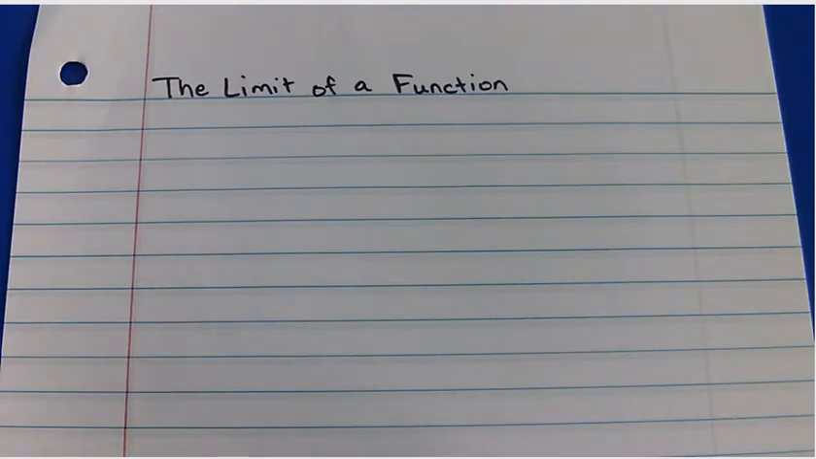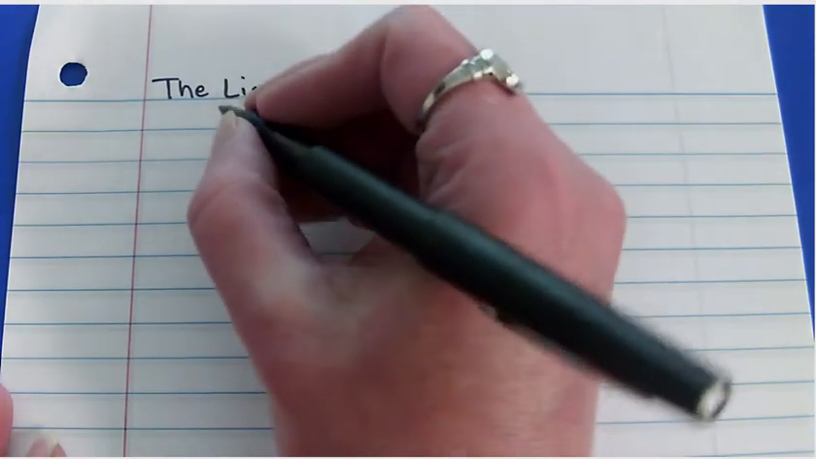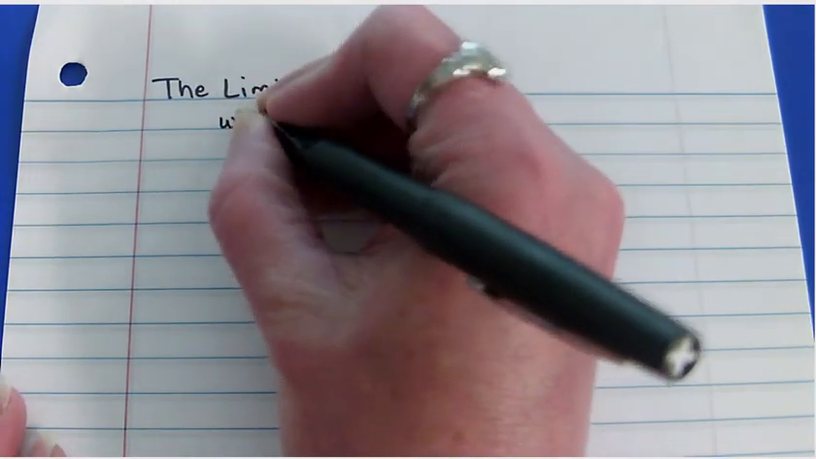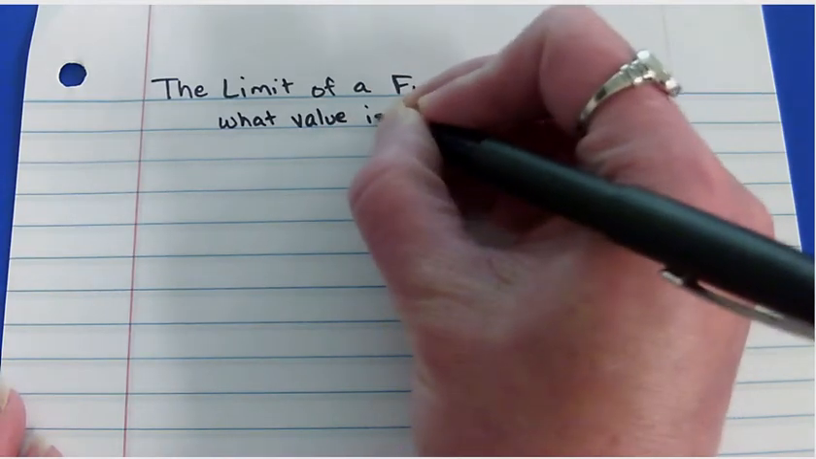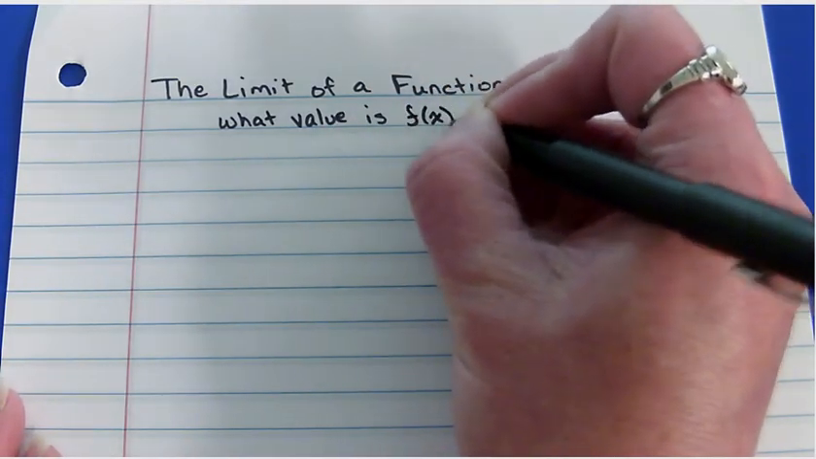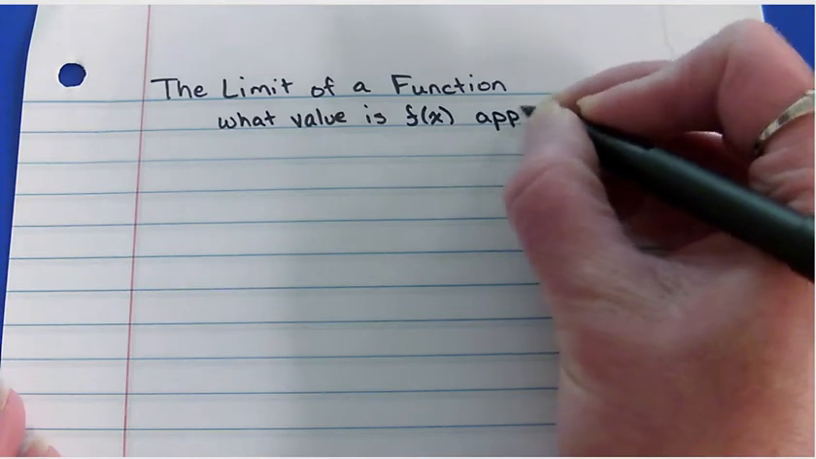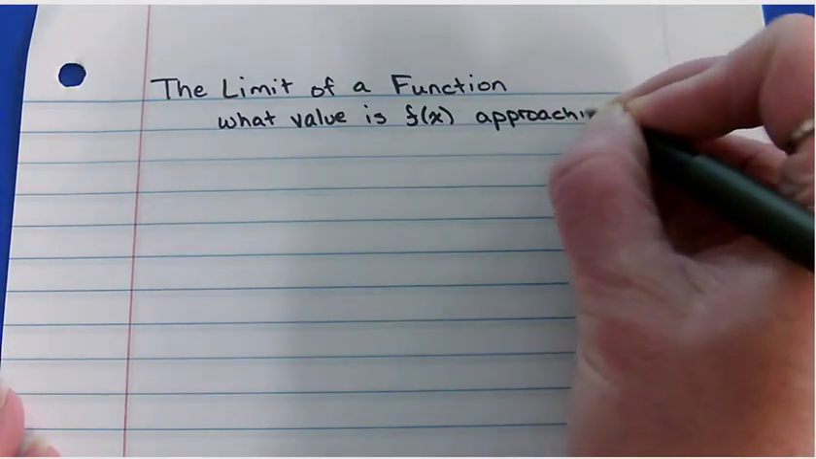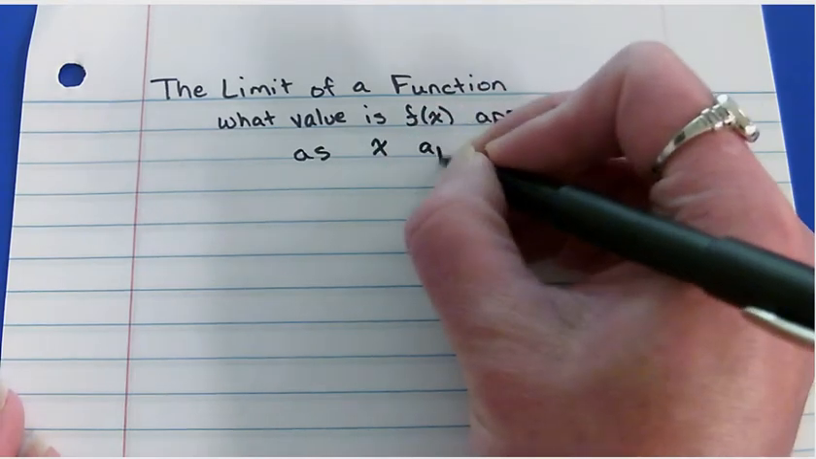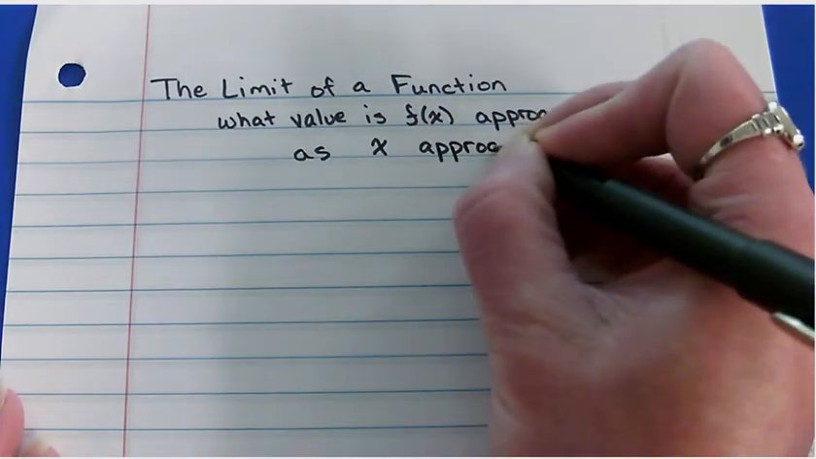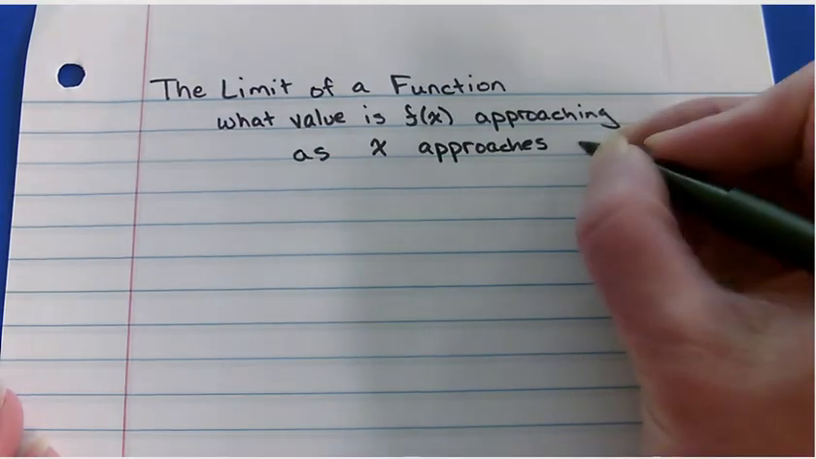But when we're talking about a limit of a function, what we're trying to find out is what value f of x is approaching as x approaches some number. Let's call it a.